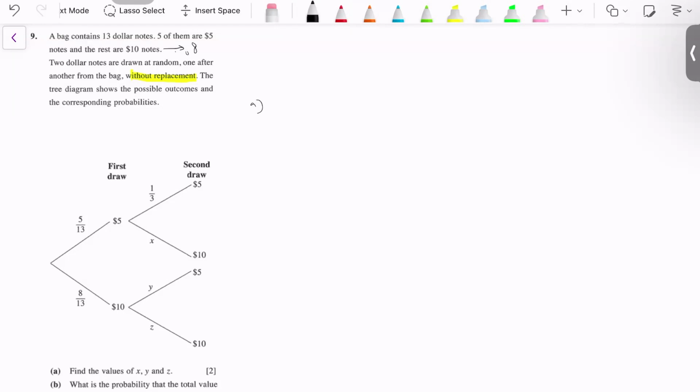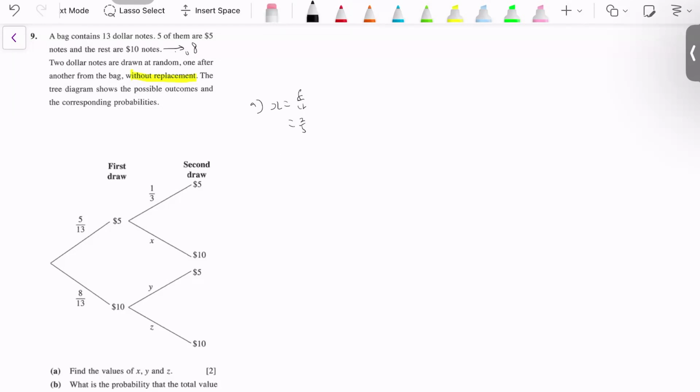For X, where after the first drawn is $5 note, the second drawn, the probability of X, the probability of $10 note is 8 out of 12. And it's 12 because we have removed 1 note, which is the $5 note. And the simplest form is 2/3. So that means X is 2/3. Okay, let me write: X equals 8 out of 12, which is 2/3.